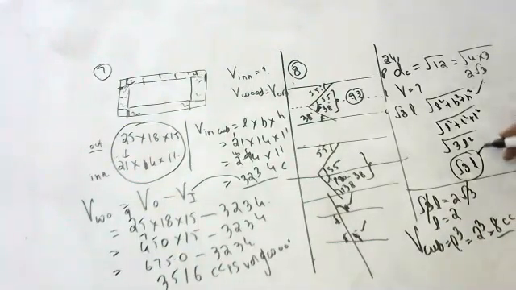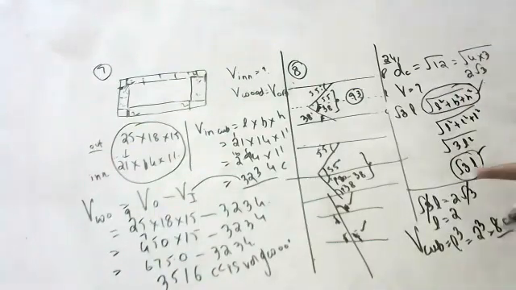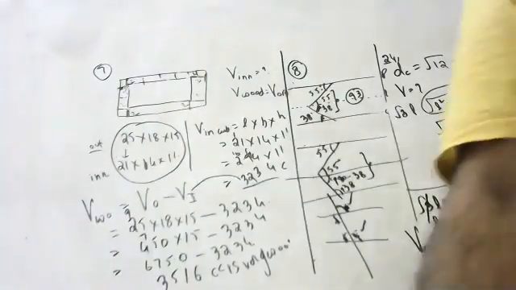So children, diagonal of a cube is root 3L. Diagonal of a cuboid is root of L square plus B square plus H square. You know the cube, no, children? From this corner to this corner, if you draw a line, that is the diagonal of the cube. Try to understand, children. Next question.